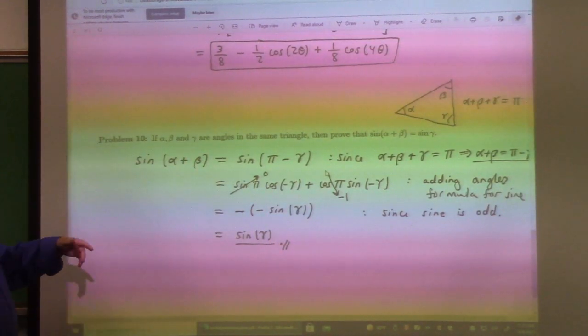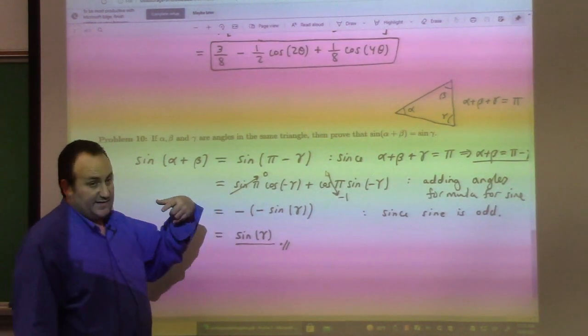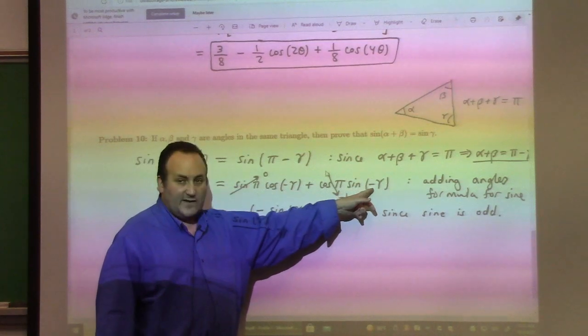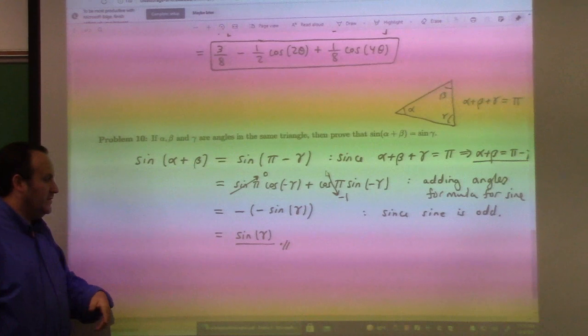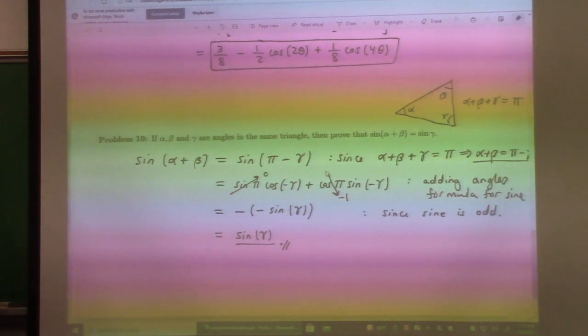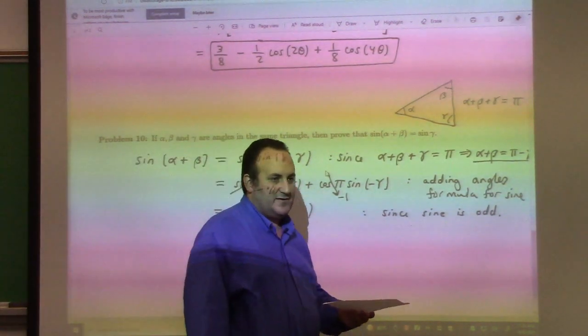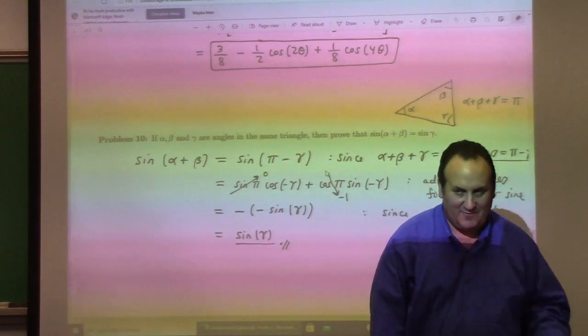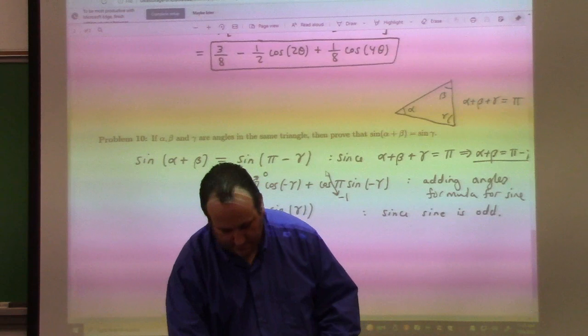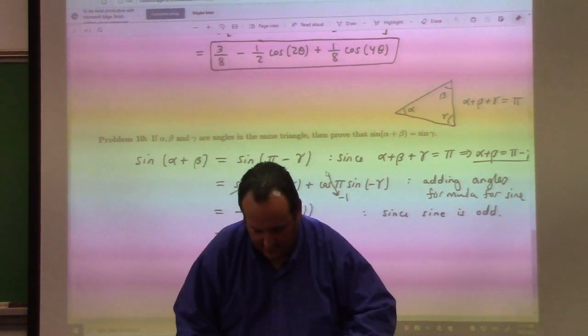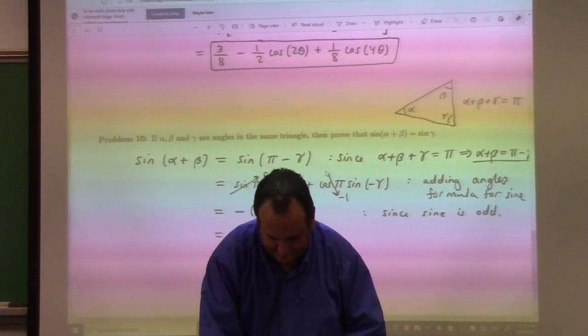Anyway, there it is. Of course, sine of pi is 0, cosine of pi is minus 1. And the sine is odd, right? So I can pull the minus out of sine of minus gamma. It gives me minus sine gamma, so sine gamma. So that's that. I still don't know how to do that triple tangent problem. Of course, I still haven't really looked at it that hard. So if you figure it out, let me know. Okay, so that's it. Any questions?